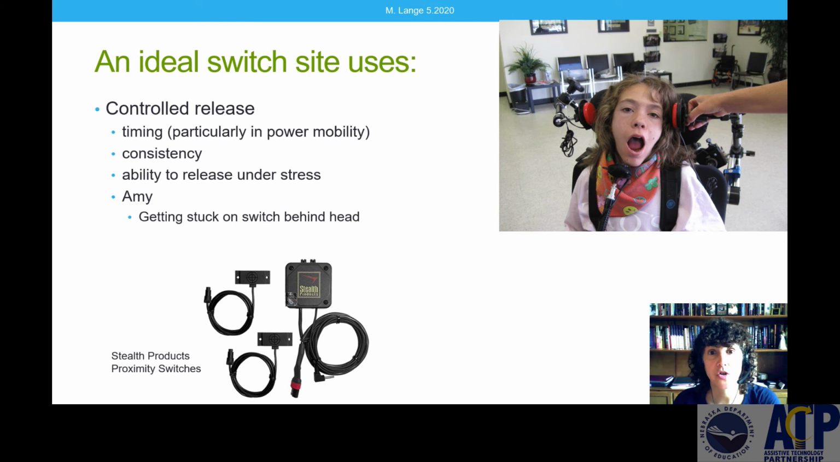And she was a very good driver until the fire alarm went off at school one day. That startled her. It set off her tone. Her head collided with the back of the head support as she extended, and she went straight down that hallway until she crashed at the end. The school was very concerned. She was scared to death, and we knew we needed to move that switch from the back of her head to somewhere else. Now, most of the time, she was a fantastic driver, but we needed to make sure she could release even under stressful circumstances, and she demonstrated that that wasn't always the case due to her tone. So we needed to move things around.